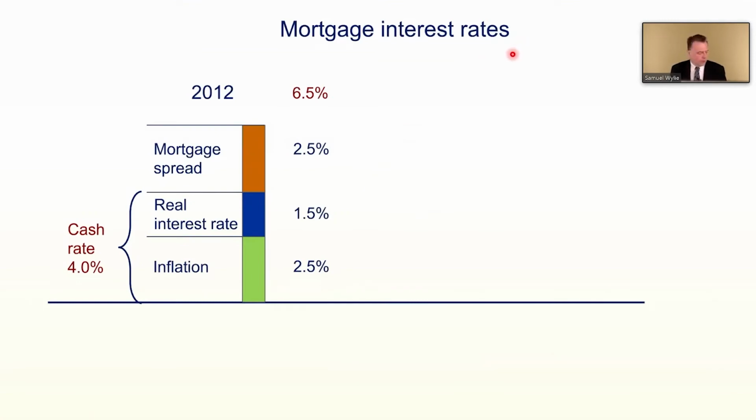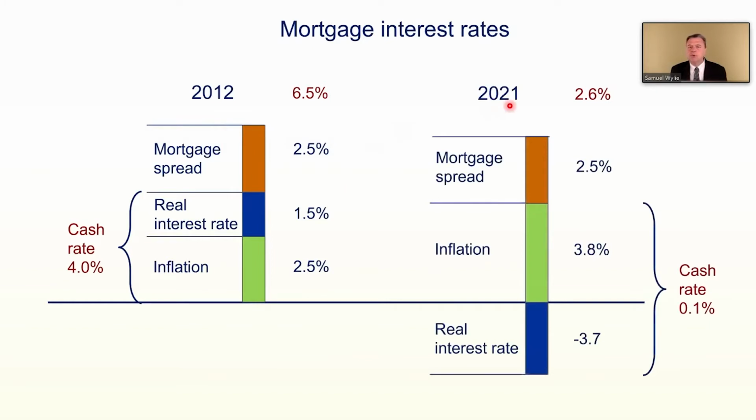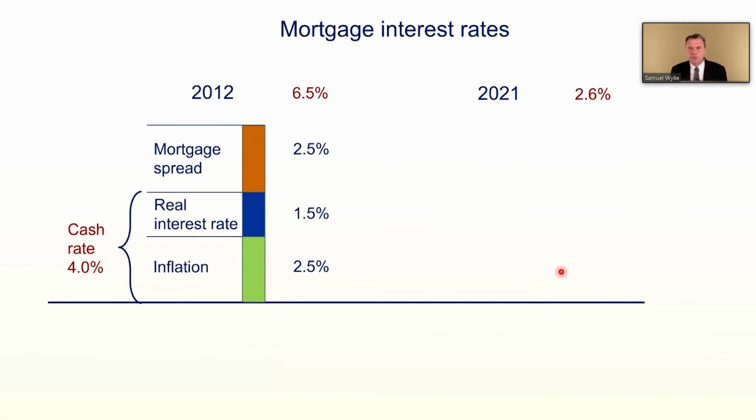Okay, now what I want to work through here in this example is a mortgage in 2012 and look at the components of that, and then jump forward to 2021 and look at the components of a mortgage today. But let me just go back to 2012 and look at the world in 2012. So what we have is a cash rate of around about 4%, the RBA's cash rate, and that's made up of inflation and a 1.5% real interest rate on top of inflation. And then on top of that, we've got a mortgage spread of 2.5%.